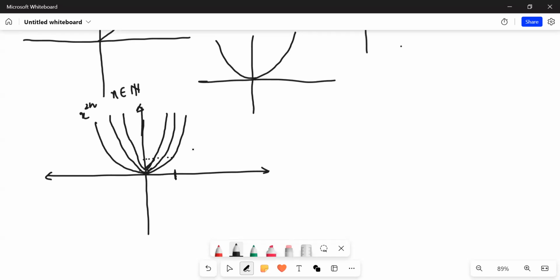Are you getting the point? See, let's say this is your n equal to 1, this is n equal to 2, and this is n equal to 3. So you can expect this kind of steepness in the slope. I hope you are getting my point. Okay.